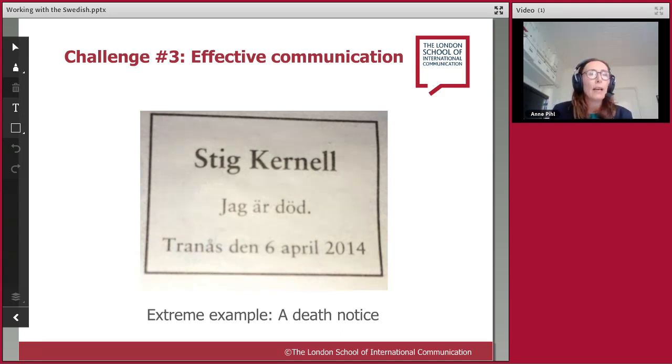Okay. Effective communication. Just to give you an extreme example, this is actually a death notice. This is a real death notice. And what it says here is this guy, Stig Chanel, is dead. And it says, "Jag är död." I am dead. That's the death notice. And then that's where he died, and the date. So short, effective communication. I first saw that one in 2014. I've seen that exact style used actually several times since.